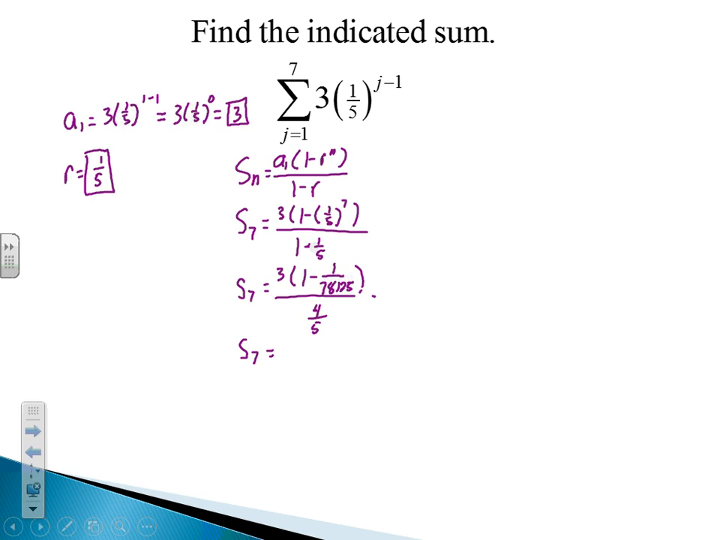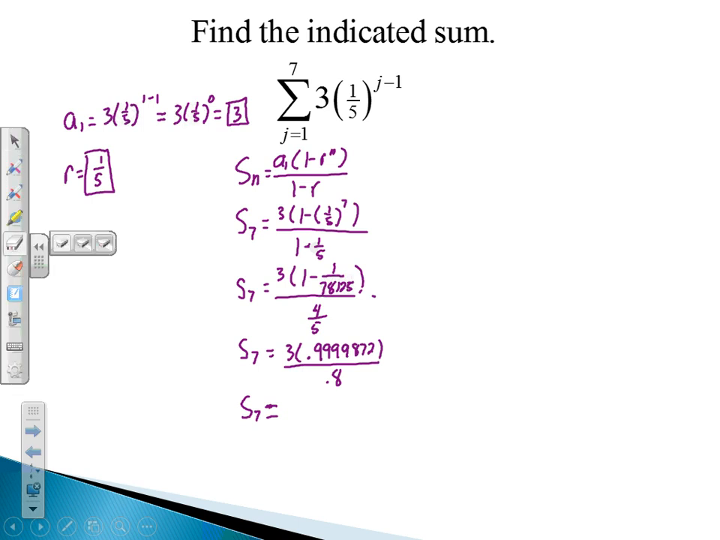So in the numerator, if I say 1 minus 1 over 78,125, I'm going to get 3 times 0.9999872, and this is a long decimal number. And 4 over 5 in the denominator, we'll just write as 0.8. So we'll type that into our calculator, and let me change my symbol here, because we're not saying it's equal to, we're going to say it's approximately equal to 3.750.